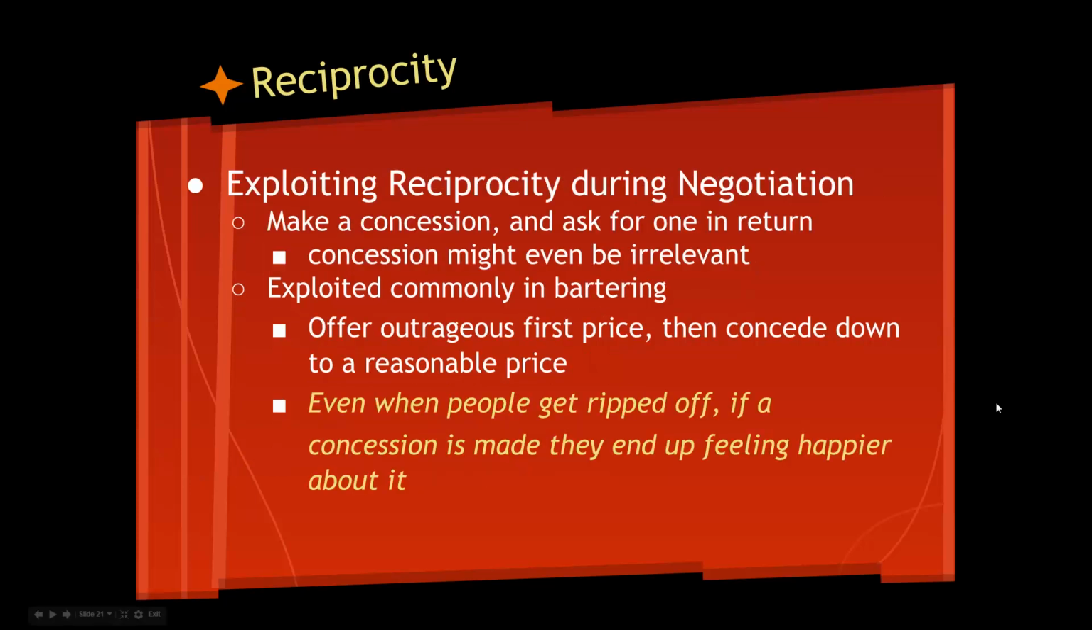So this is also useful for negotiation. And this is really bartering 101. You'll most commonly see this where businesses first offer you an outrageous price and then concede down to a reasonable price. You'll see this on pawn shops and all the stupid pawn shop shows on TV. And as long as sufficient concessions are made, even when people are ripped off, they end up feeling happier about it. This is one of those evolutionary quirks of the human mind that you can trigger, you can exploit.